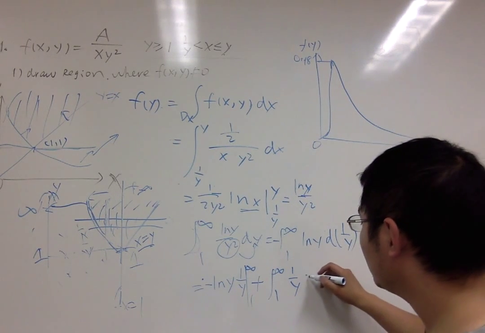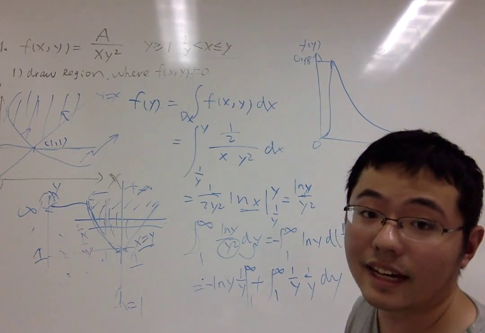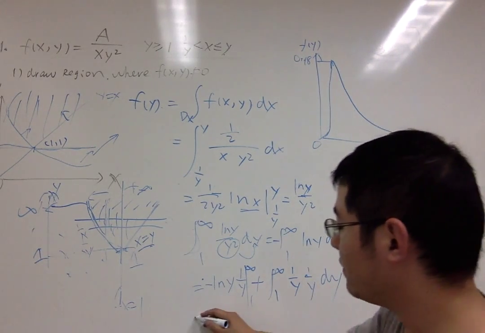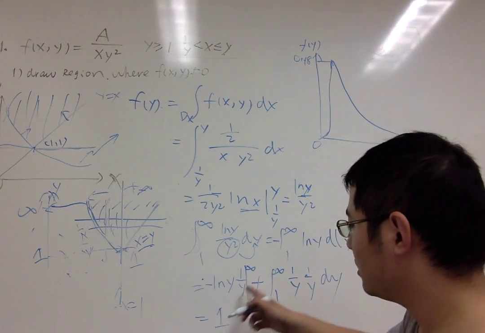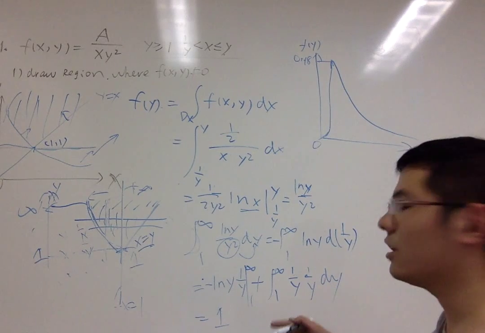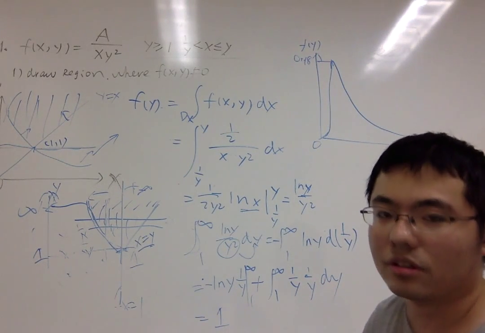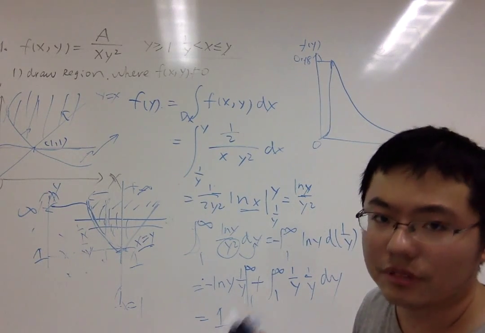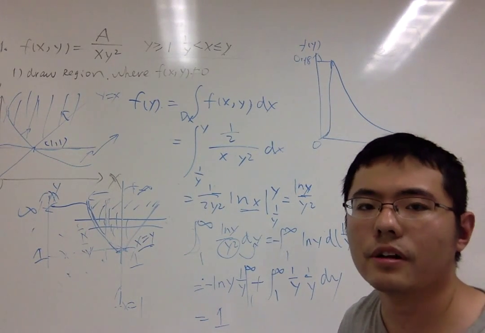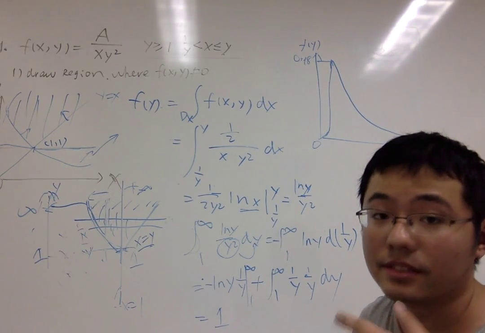Just like that, and finally we get 1. This is 0, and this is obviously 1. So there's nothing more to talk about. Now we have already finished our verification of the density function of y.